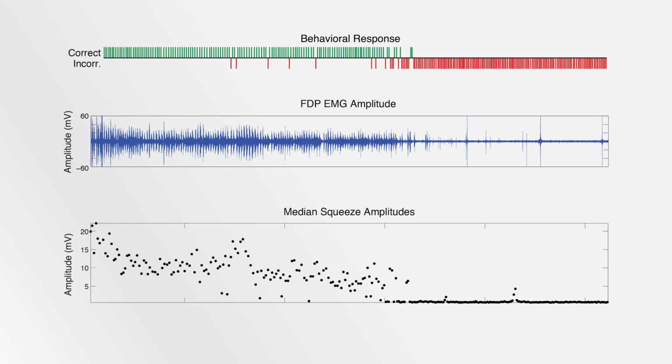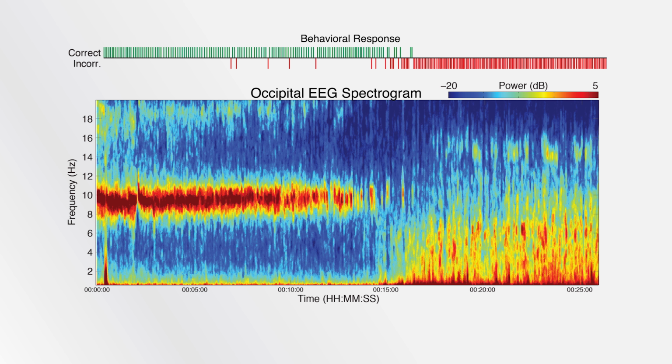Simultaneously with the behavioral and EMG data, we can also observe changes in brain activity by looking at the brain waves in the electroencephalogram, or EEG, and how their dynamics evolve over the sleep onset process. Here we have an EEG spectrogram of a subject during the sleep onset process, with the x-axis showing time, the y-axis showing frequency, and the color indicating power.